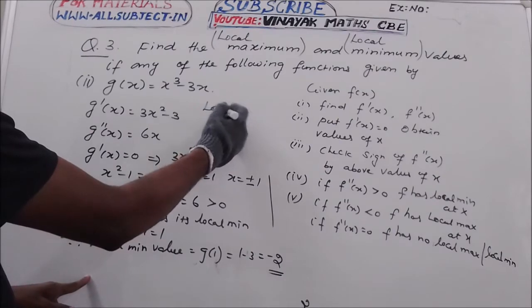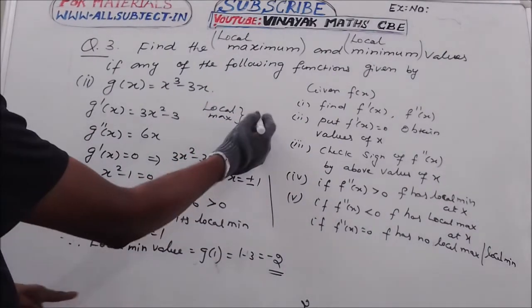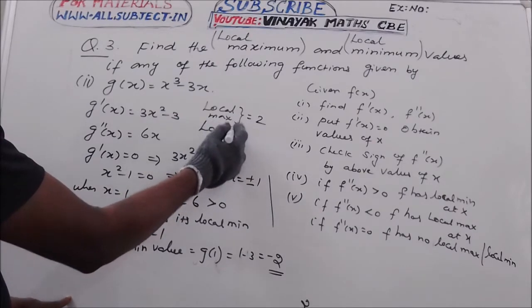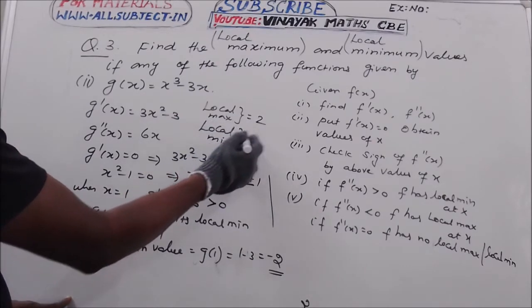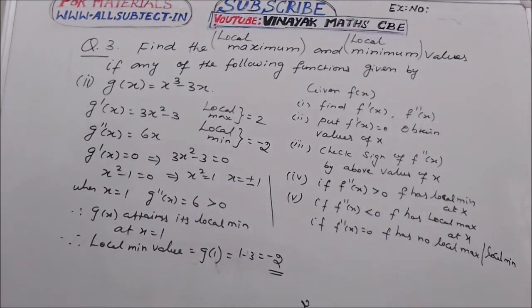So local maximum value equal to 2 and local minimum value equal to minus 2. These are the local maximum and local minimum values.